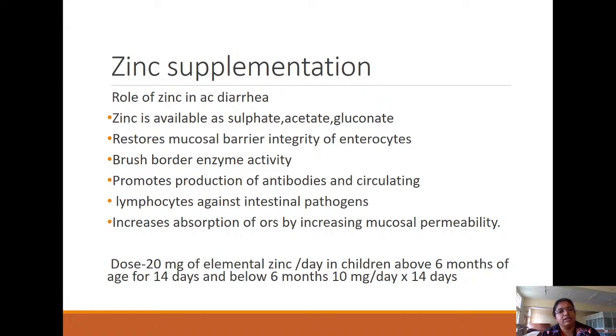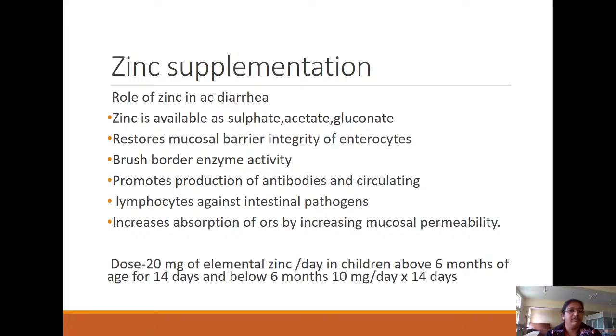Now zinc supplementation, the role of zinc in acute diarrhea. It is available as sulfate, acetate, gluconate. The primary action of zinc is that it restores the mucosal barrier integrity of the enterocytes. Then it promotes brush border enzyme activity, and promotes the production of antibodies and circulating lymphocytes against intestinal pathogens. So it has multiple roles.